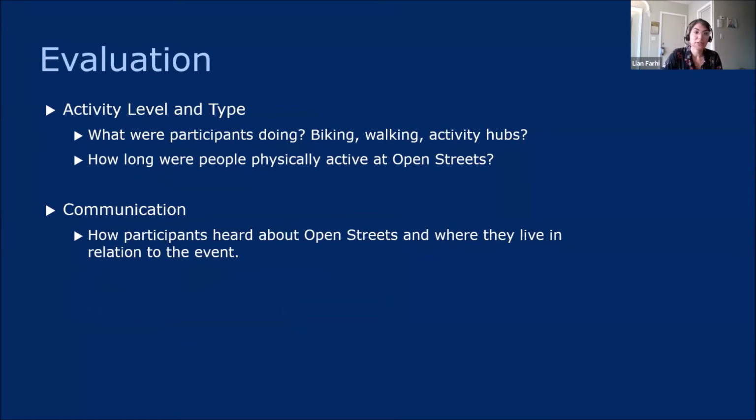Another level is to understand the activity, so what participants are doing, biking, walking, any activity hubs that they're engaging with, and how long they've been physically in the open streets. We want to have participants tell us how they heard about this open streets, and where they live in relation, so we understand the catchment area of this event.